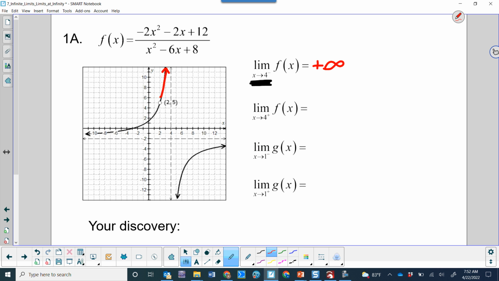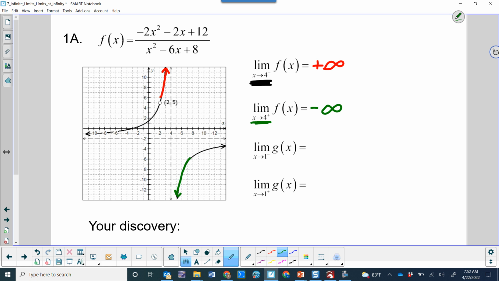And then we look at the next one, what's the limit as x approaches 4 from the right. So now we go to the right of 4 and follow the graph. As we're coming towards 4 from the right, we're going to minus infinity, and you do have to, of course, put that there when you have minus infinity.